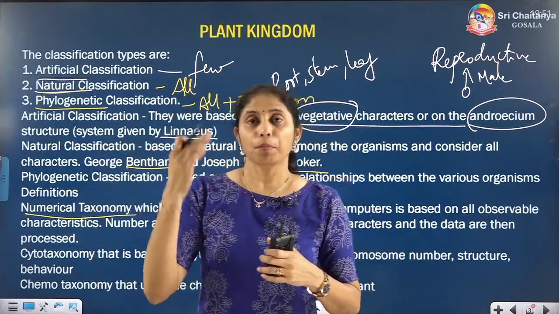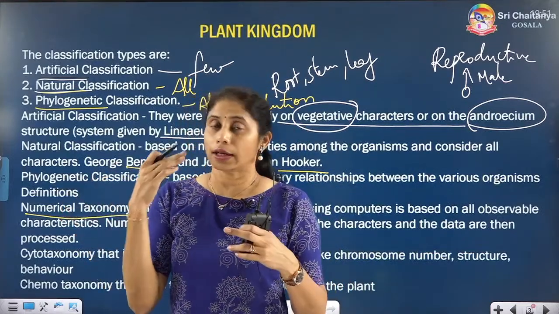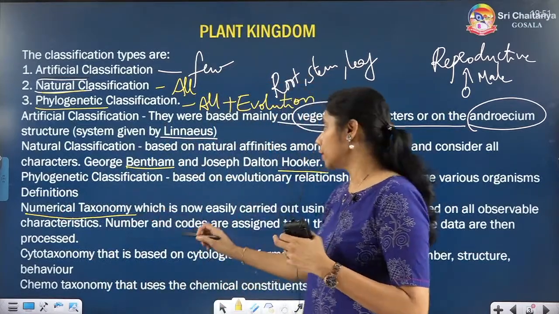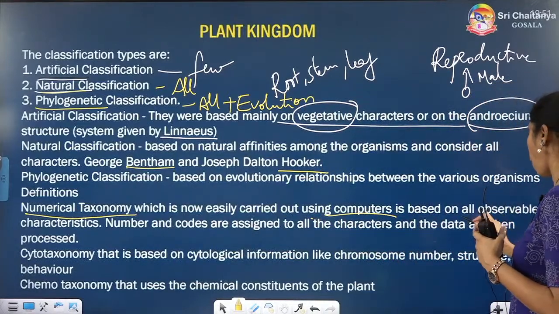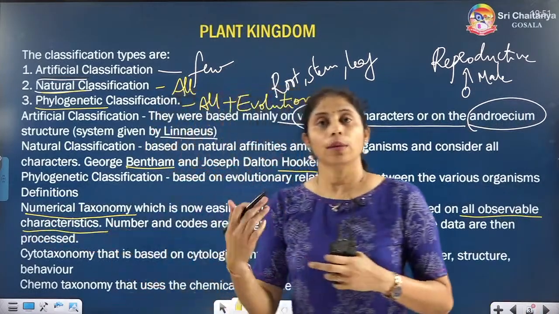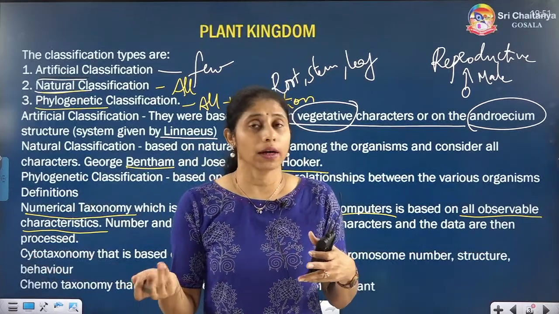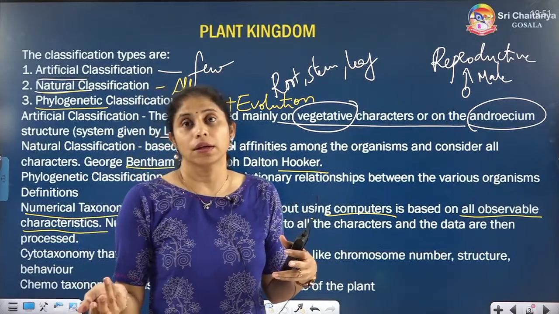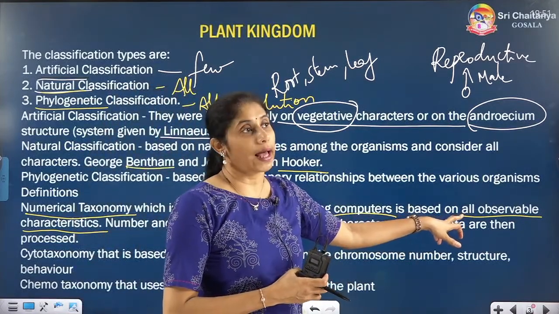So when we are using computers to identify all the characters, that type of taxonomy branch is called numerical taxonomy. It is now easily carried out using computers, and is based on all observable characteristics. As I told you, observable characters vary from one plant to another. They can be 100, 1000, 10,000 or 1 lakh also. It depends. But in numerical taxonomy you have to consider all observable characters.